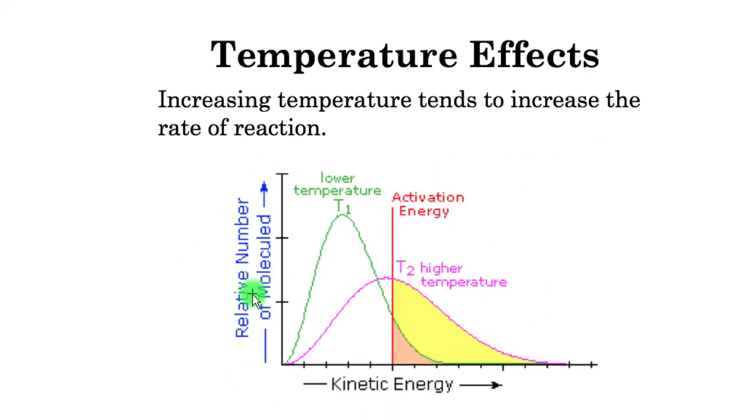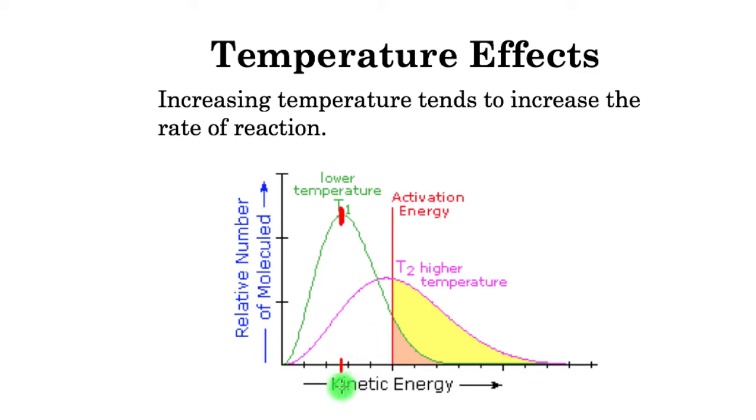This diagram is showing us the relative number of particles. If this were all of the particles that were available, it shows us how many have a particular amount of kinetic energy. Remember, temperature measures the average kinetic energy. So at this point on the graph is our average kinetic energy. That's what we've got going on here.